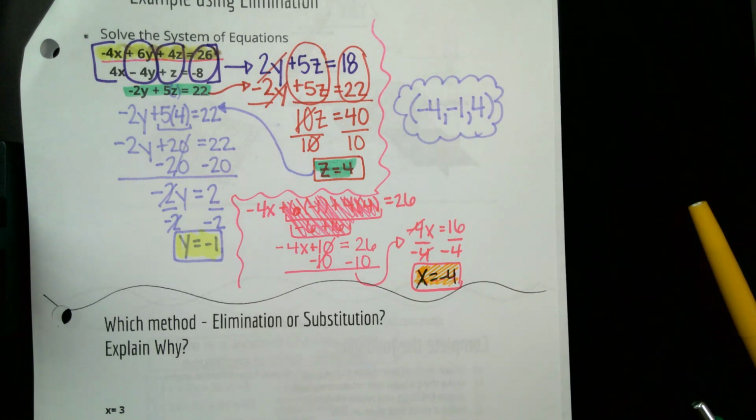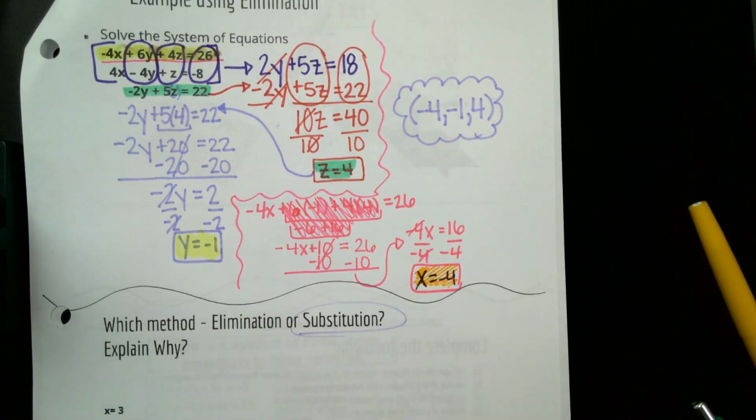What I'd like you guys to do, while Caleb's finishing that up, is look at that bottom problem. The question says, which method do you think would be the best to use, elimination or substitution, and why? What does that very top equation say? X equals 3. So don't they give you a number to plug in? Yeah. So isn't that substitution? Yeah. Okay, so we are going to end up using substitution down there at the bottom.